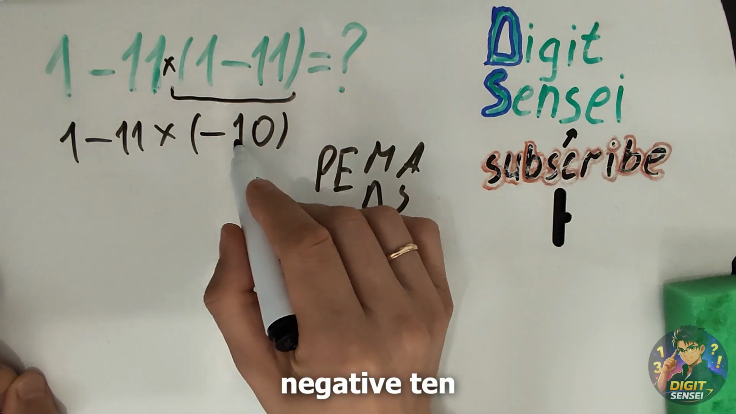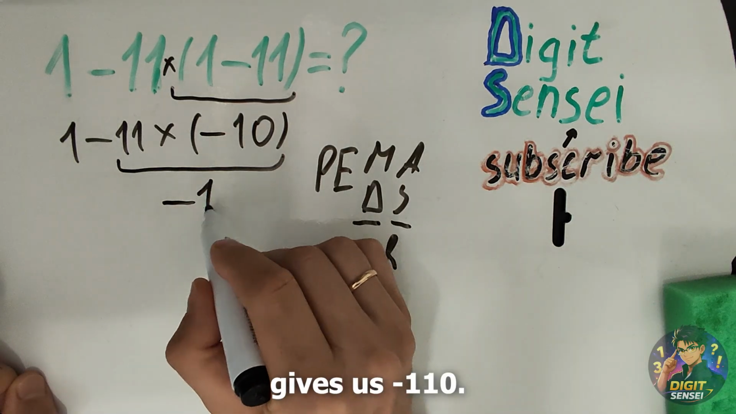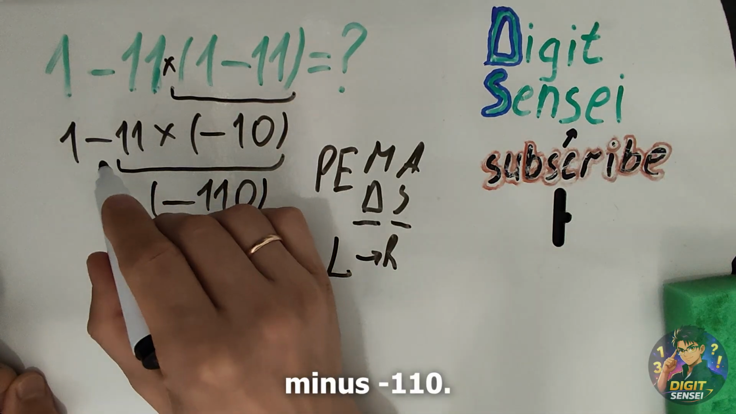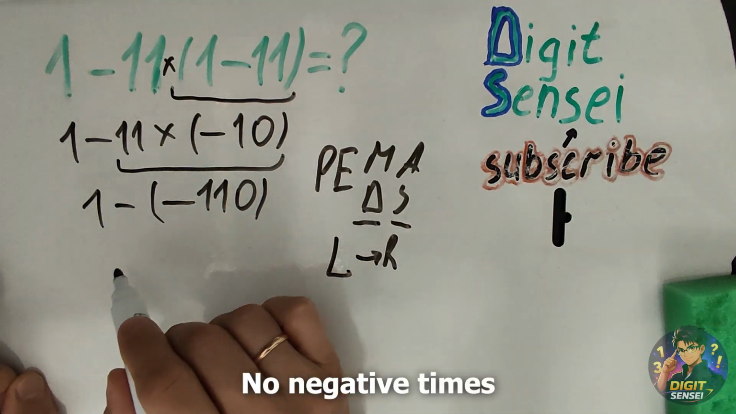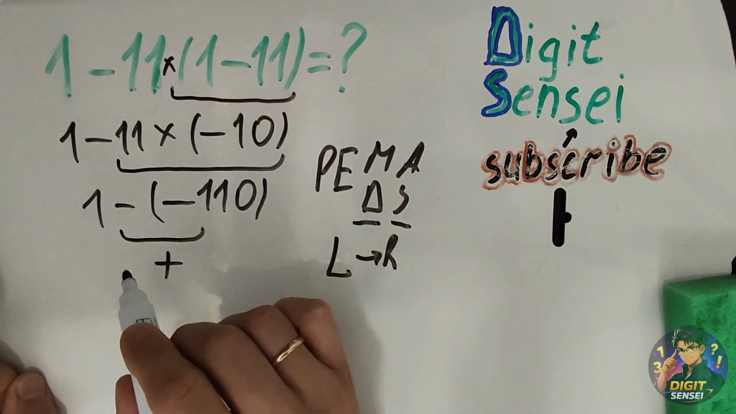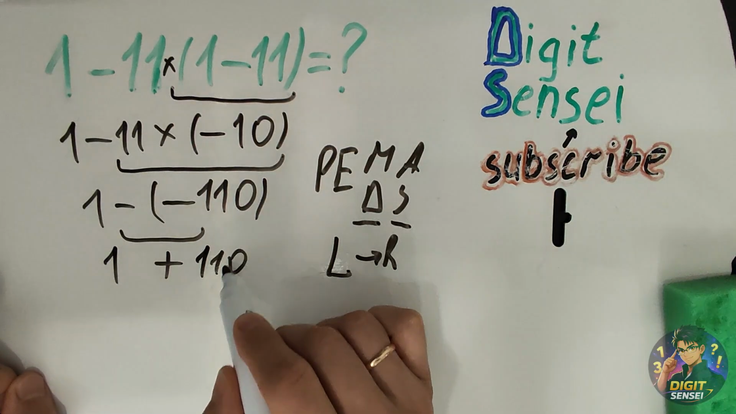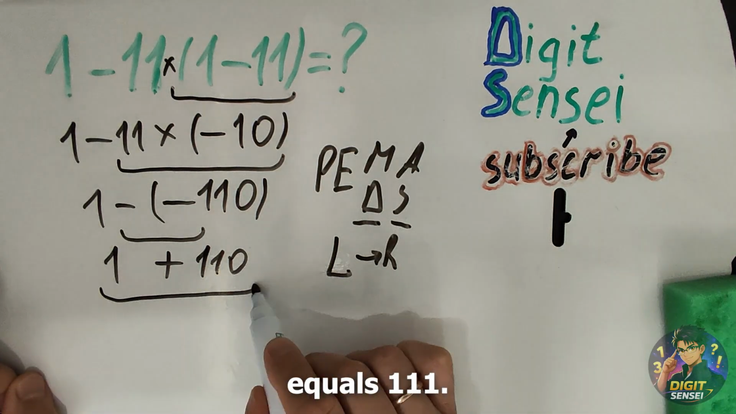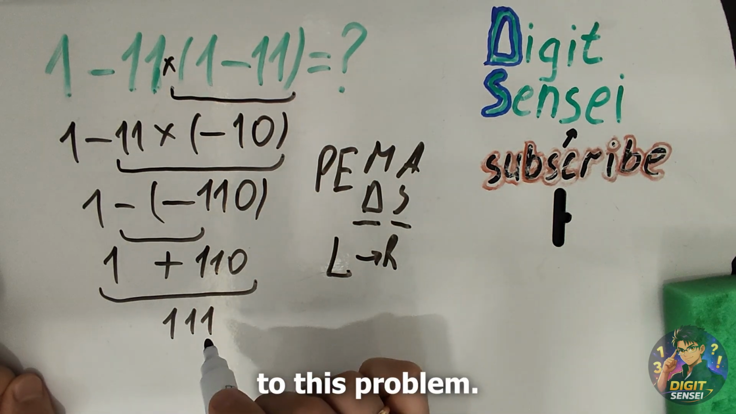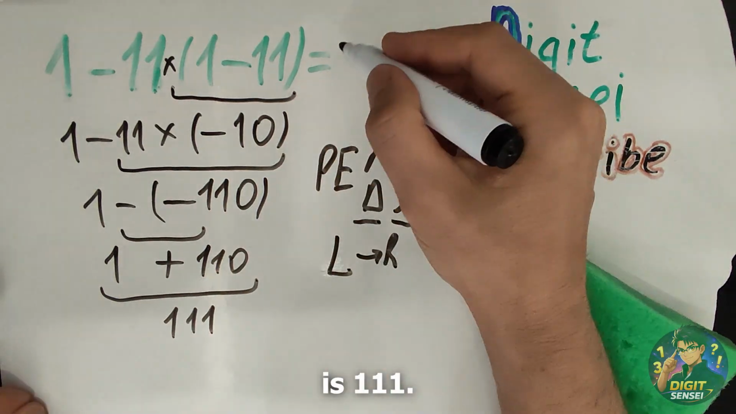11 times negative 10 gives us negative 110. So we have 1 minus negative 110. Now, negative times negative gives us positive. So we have 1 plus 110, which equals 111. And this is our final answer to this problem. The correct answer is 111.